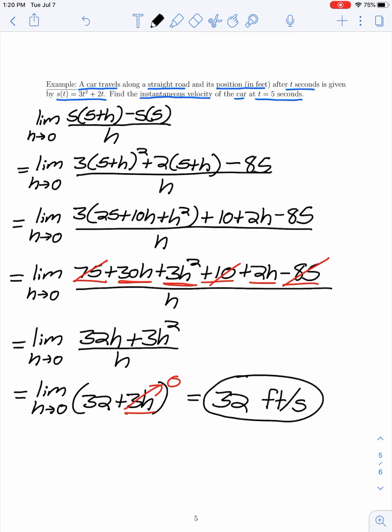So our intuition from the previous example was correct. As we're looking at the average rate of change over shorter and shorter time intervals, starting from time 5, we saw our average rate of change seem to be getting closer to 32, and by evaluating this limit, we see that indeed the instantaneous velocity of our car after 5 seconds is 32 feet per second.